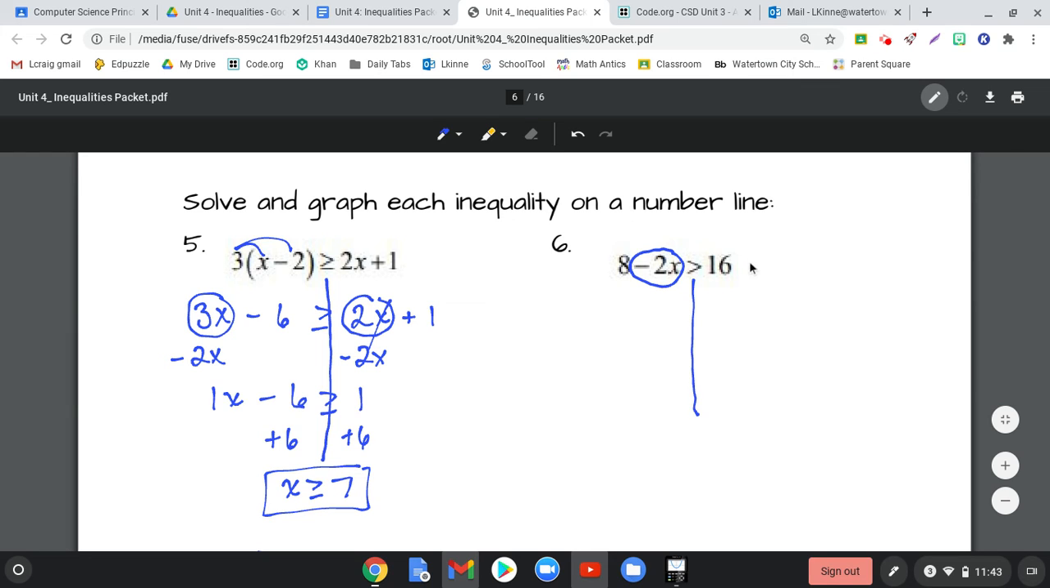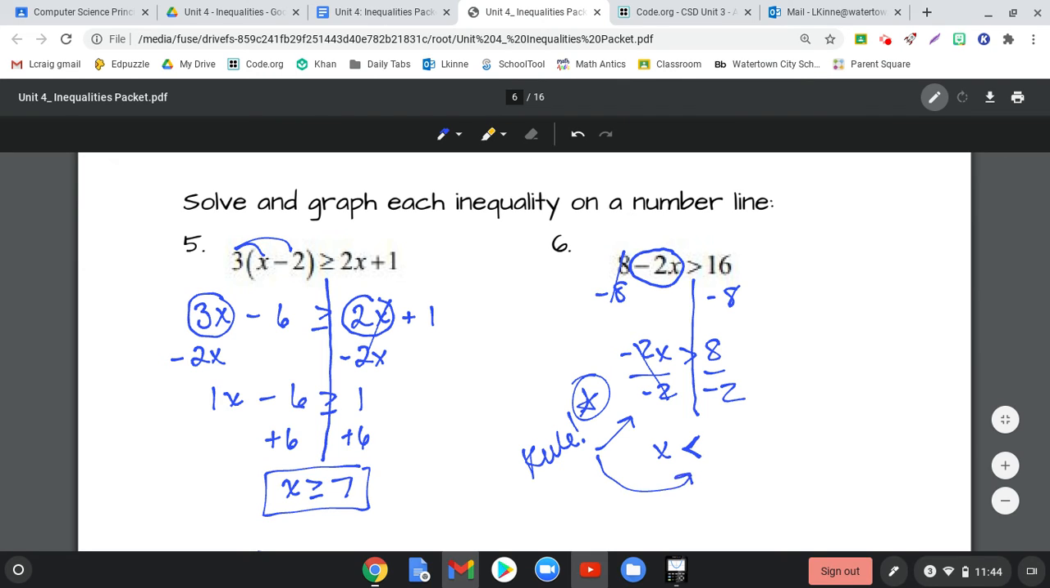We want to get the 8 out of there. So I'm going to subtract the 8. Negative 2x is greater than 8. Divide by -2 on both sides. Oh, there's that rule again. If you divide both sides by a negative, it's not going to be greater than anymore. It's less than. Change that sign. 8 divided by -2 is -4.